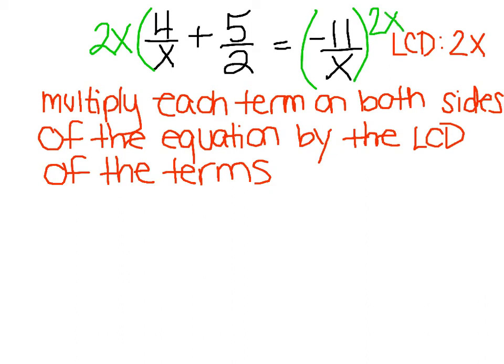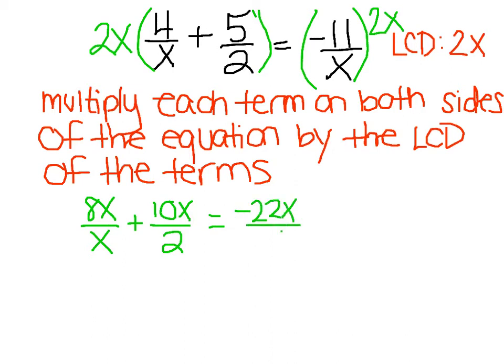So what we're basically going to have is the 2x's, because that's the least common denominator, is going to cancel out our denominators. Let's look at that. 2x times 4 over x is going to be 8x over x, plus 2x times 5 is 10x over 2. And that's going to equal negative 11 times 2x, which is negative 22x over x.